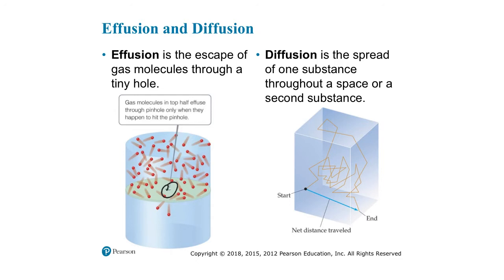So the gas molecules in the top half effuse through this pinhole when they happen to hit the pinhole. The particles are traveling around, and any particle that hits the pinhole can be ejected or lost through it. And so the gas that has the highest velocity will escape more quickly because it has a higher probability of striking the pinhole. So a lighter gas will be traveling around faster and have a greater probability of escaping through the pinhole.